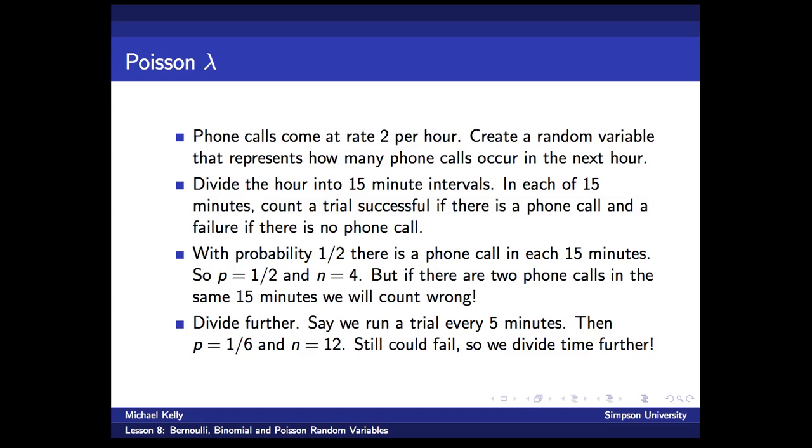Let's say that instead of 15-minute intervals, we chop them up into 5-minute intervals. Then the probability we get a phone call is 1/6, and we have n trials. But it still could fail, because we could even get 2 phone calls within 5 minutes. So let's divide up time even further.